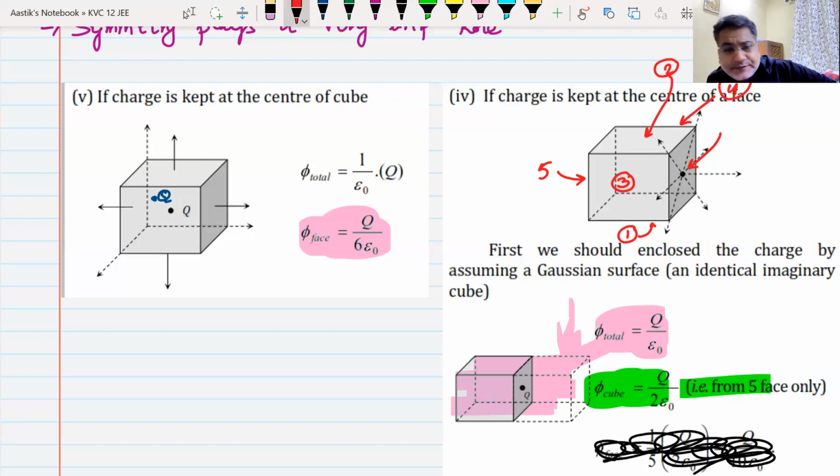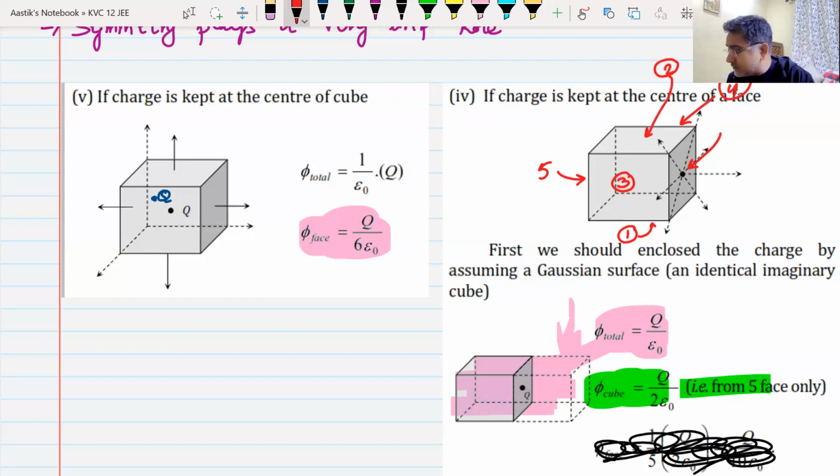Sir, 1 and 2 are the same and 3 and 4 are the same. 5 is different. 1 and 2 are going to be the same, 3 and 4 are going to be the same, and 5 is going to be different. Is there any relation between that 1, 2 wala flux and 3, 4 wala flux? Or will 1, 2 wala flux be the same, but different from 3 and 4? I hope you understand my question.